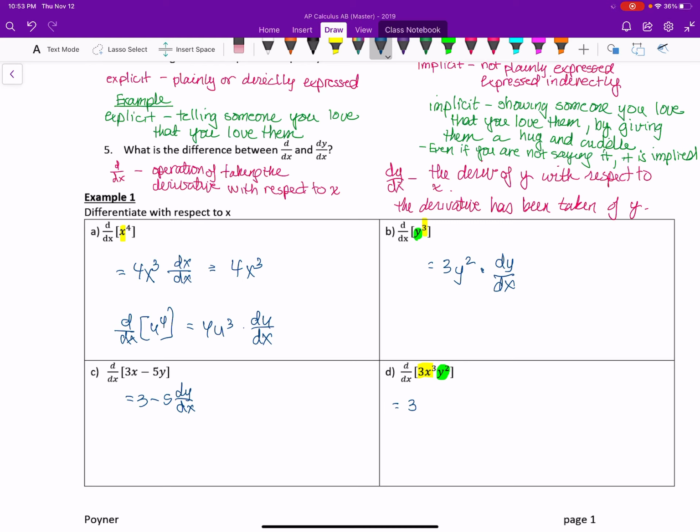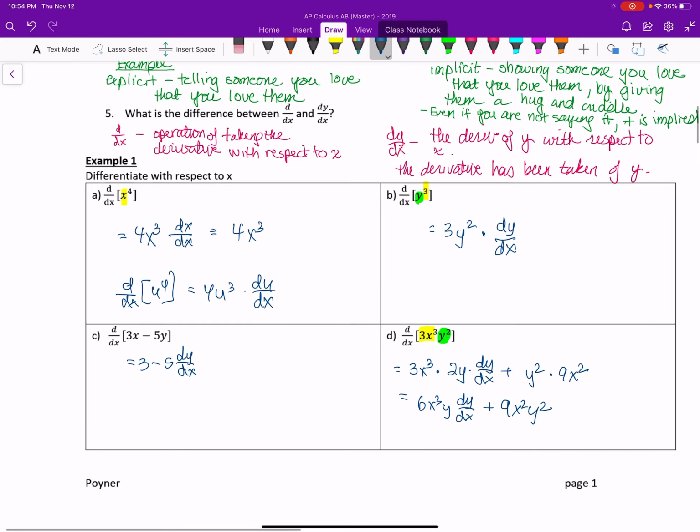the first, that's 3x cubed, times the derivative of the second is 2y, but don't forget the chain rule, dy dx, plus the second, which was y squared, times the derivative of the first, which was 9x squared. Using the chain rule, it would be dx over dx, which we don't need to write. Let's polish it off a little bit. So then we get 6x cubed y dy dx plus 9x squared y squared. And that's example 1.